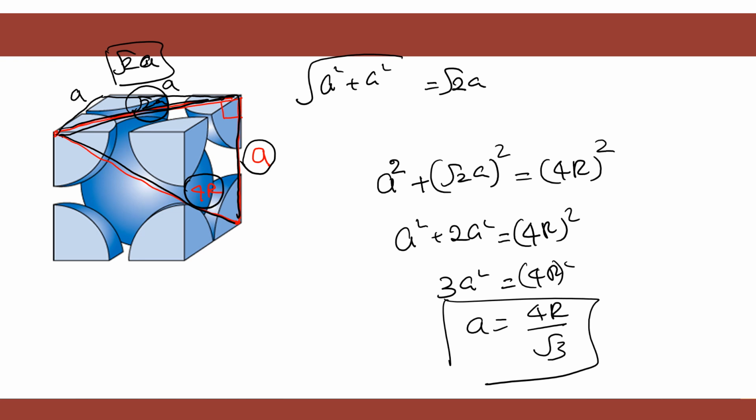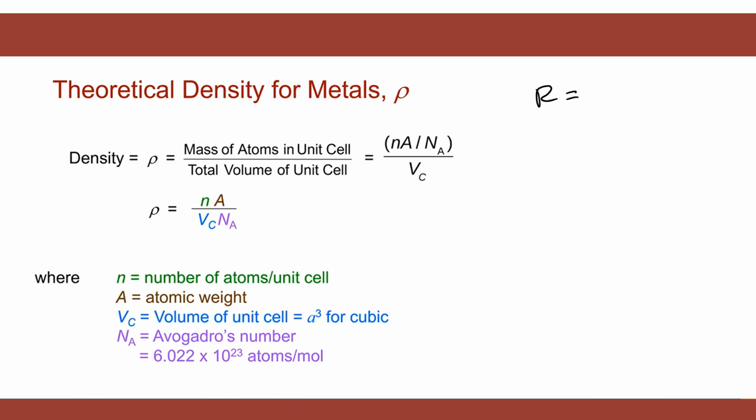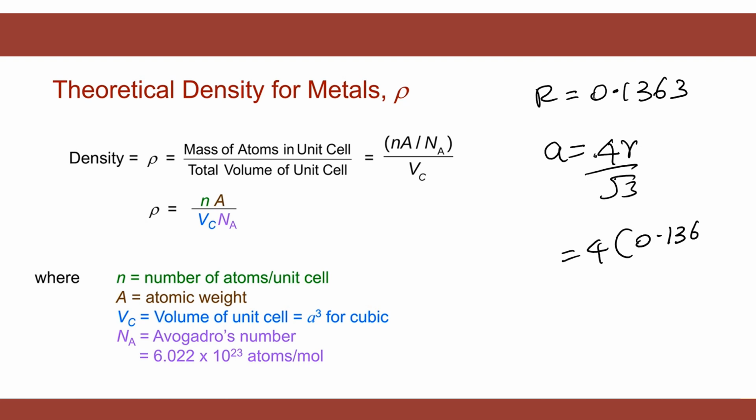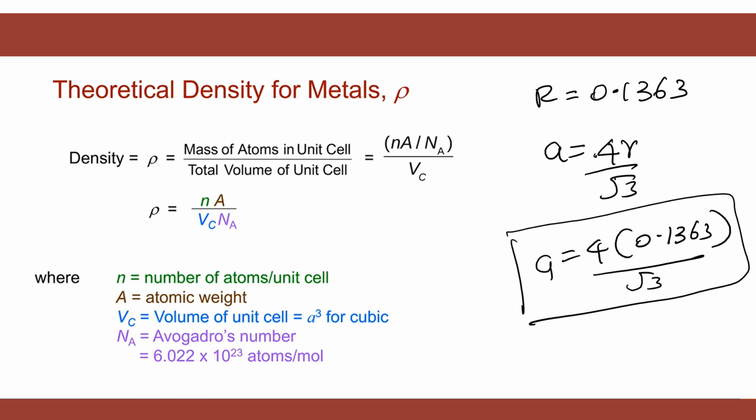Using that, we can do the rest of the question. So the radius is given to us as, what was the radius? Here, 0.1363. So A we found, it is 4R over root 3. So 4 times 0.1363 over root 3 will be your edge length. So that was part 1 of question number 1. If you put the numbers in the equation, you should get 0.31478 nanometers. You do it by yourself at home, okay?